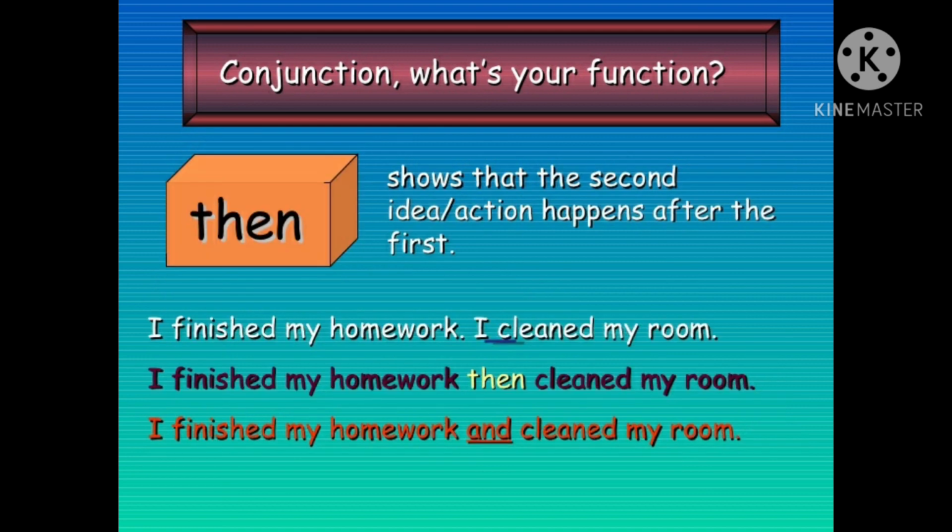Next one is then. It shows that the second idea or action happens after the first. I finished my homework, I cleaned my room. So how will we write it? I finished my homework, then cleaned my room. So here you can see that the second idea or action happens after the first idea. You can also write it: I finished my homework and cleaned my room.